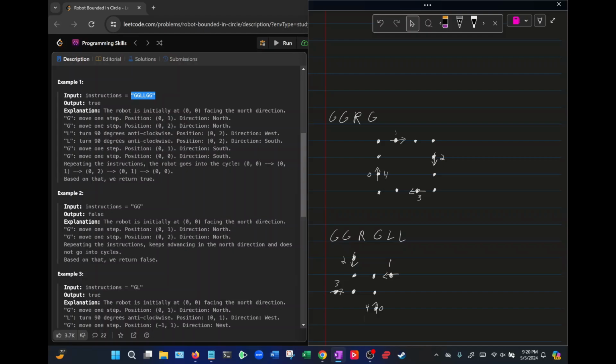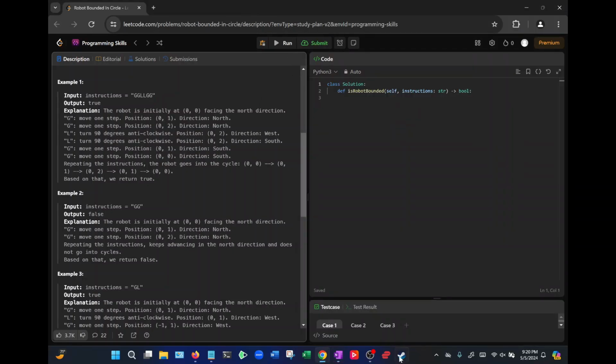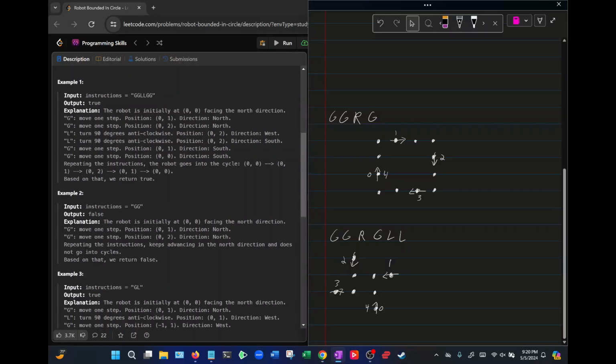Okay, and so what's the difference here? What's causing the difference between these scenarios having cycles and not having cycles? So in all of these examples where you have cycles, first of all, you have to not end up at the origin. And then the only other thing is you have to not be facing north.